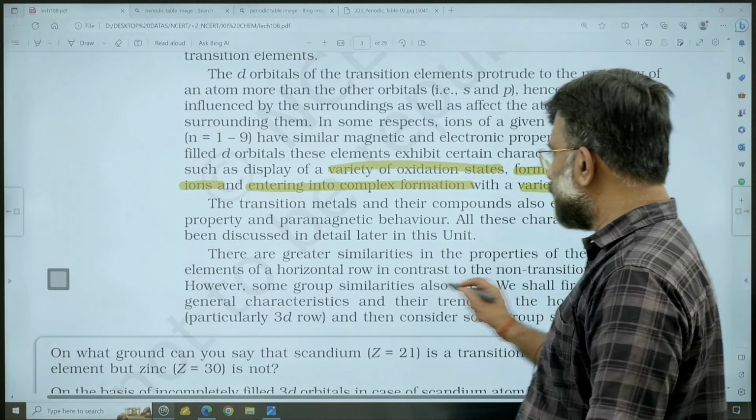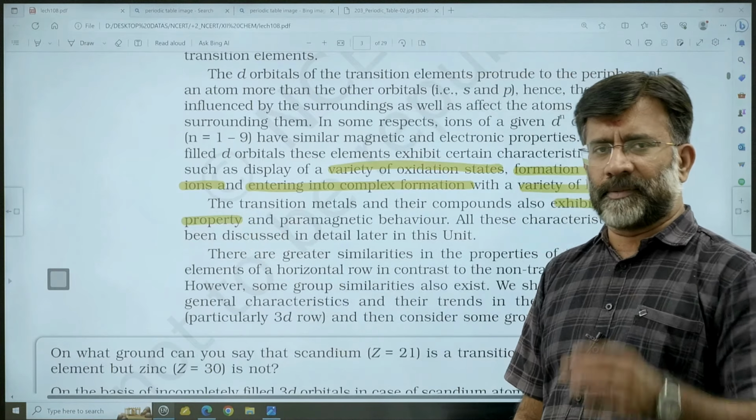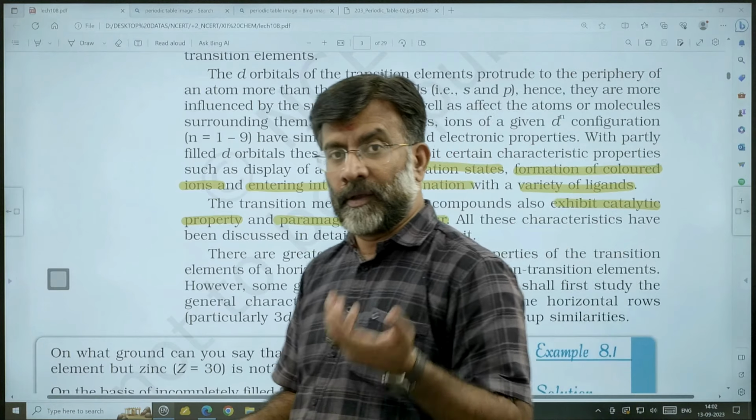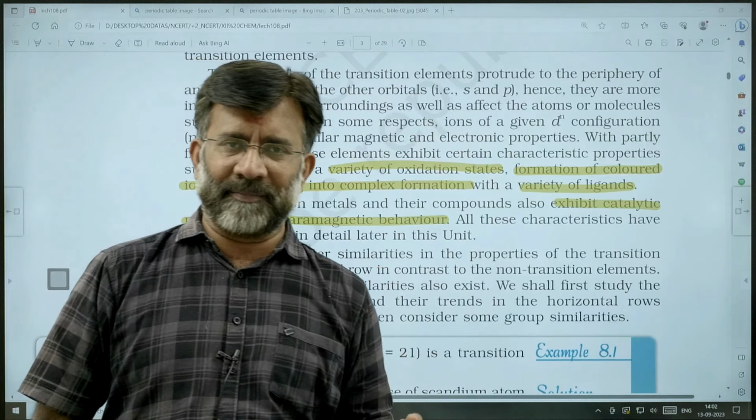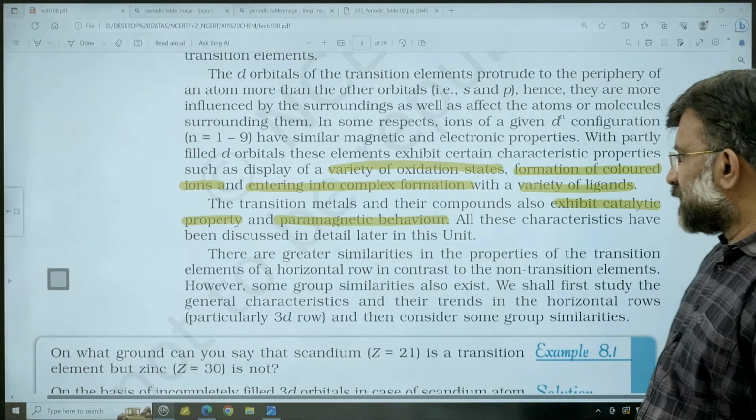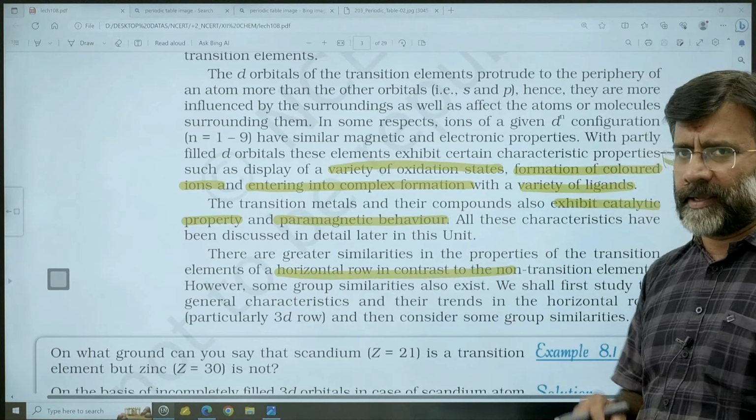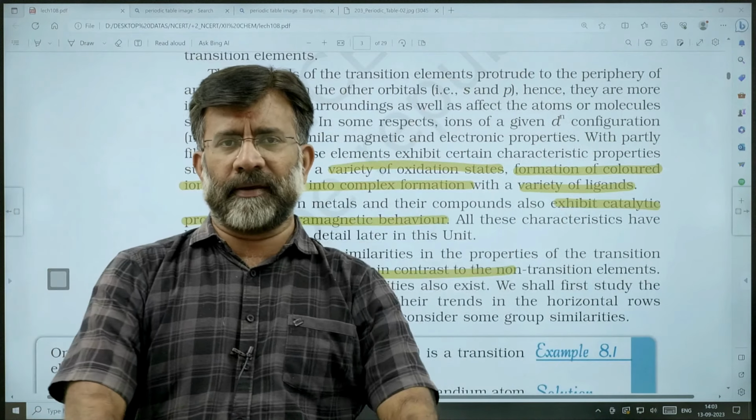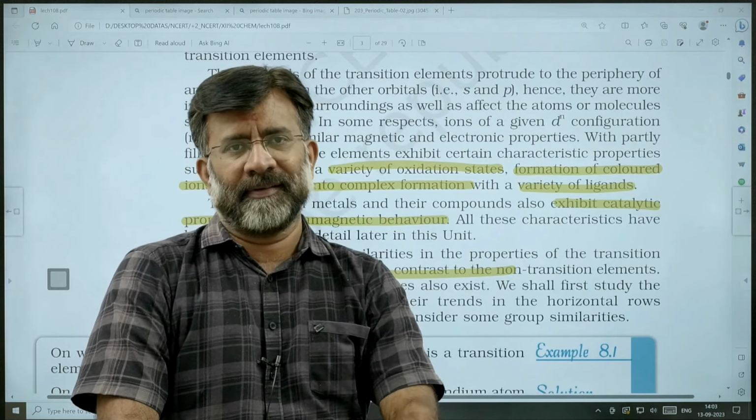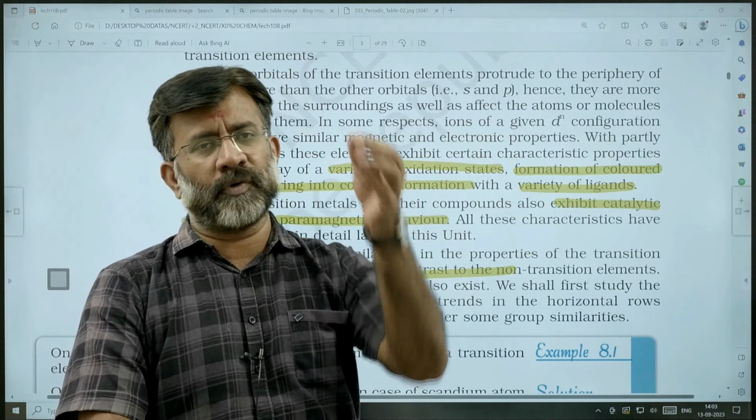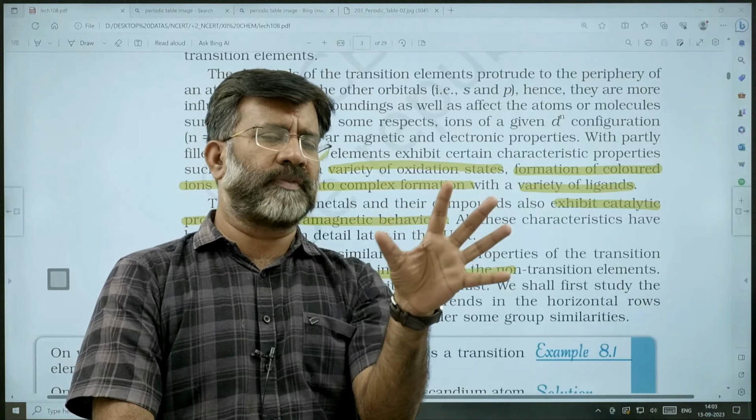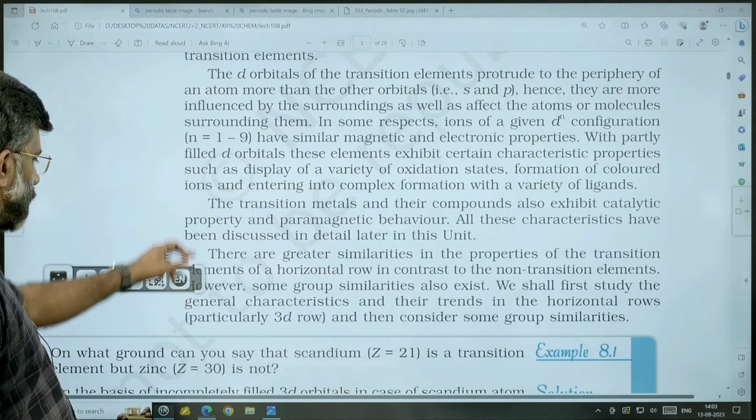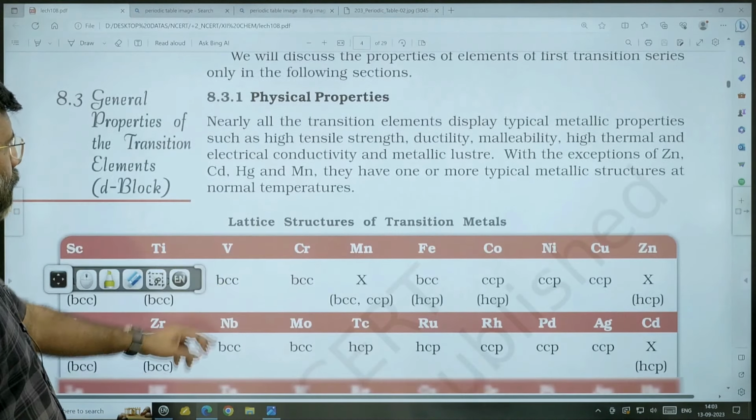They exhibit catalytic property. Transition metals and compounds exhibit catalytic property. Paramagnetic behavior. In fact, many metals are ferromagnetic. Permanent magnets are prepared from many of the related alloys. See, there is more horizontal similarity than vertical. In fact, here we discuss horizontal similarity in terms of periods, series: first series, second series. Of course, there are a few vertical similarities. Most of the similarity we discuss is horizontal similarity. Of course, a very few vertical similarities also. That is about physical properties.